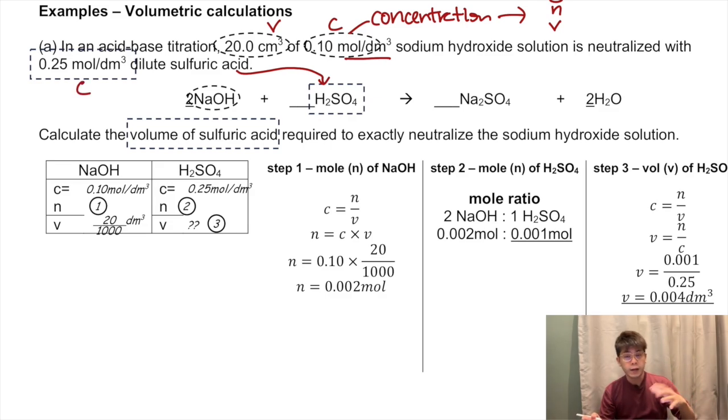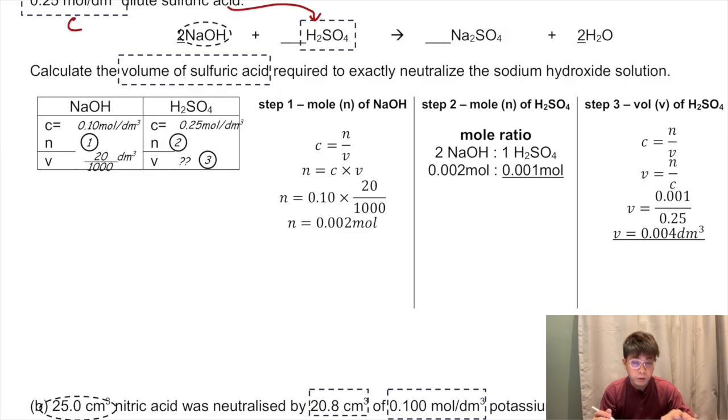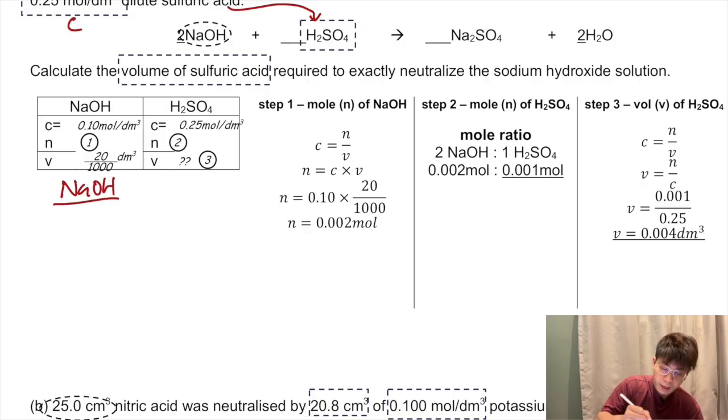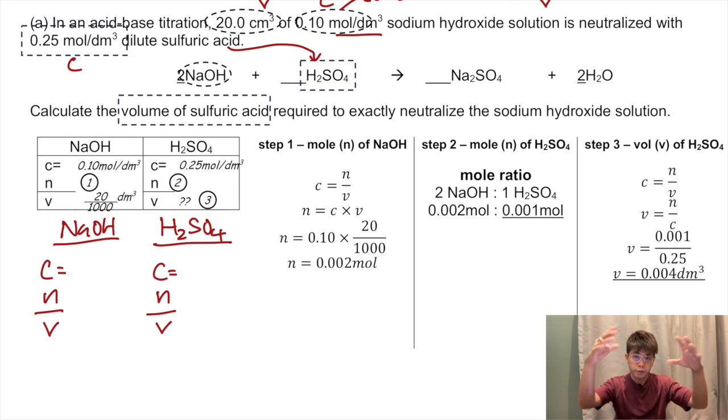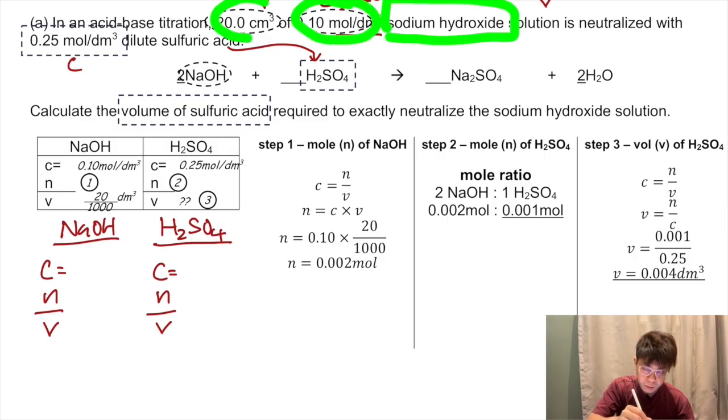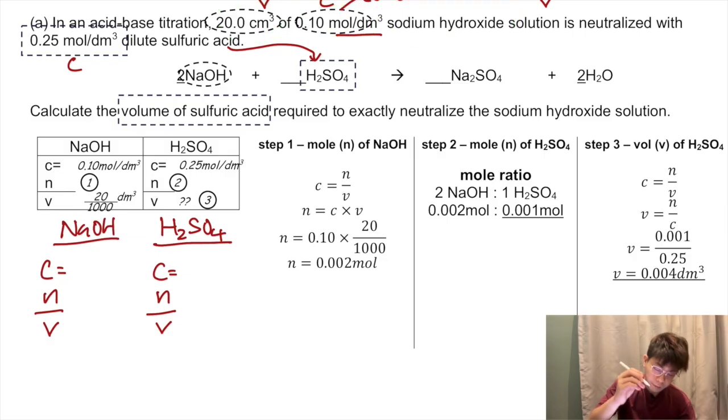Immediately, what I need everyone to do is draw a table at the side. This is your working. We have sodium hydroxide and sulfuric acid. On top, I'll write C equals N over V, and on the other side also C equals N over V. Then I will extract information. For sodium hydroxide, the circled one, 20 cm cube, that's a V. I will write 20 cm cube, but remember, convert cm cube directly to dm cube, so 20 divided by 1000.